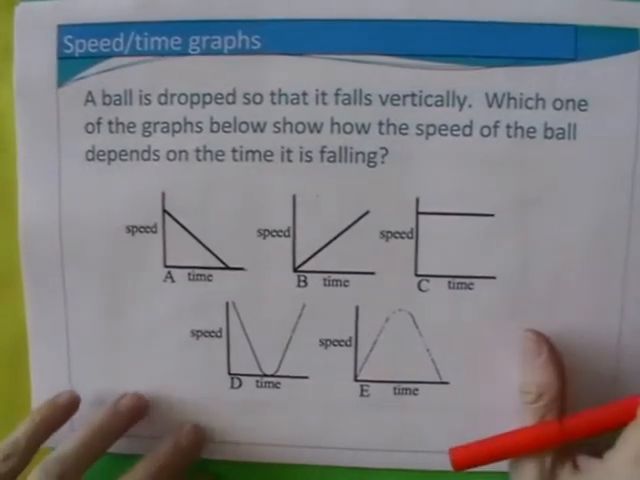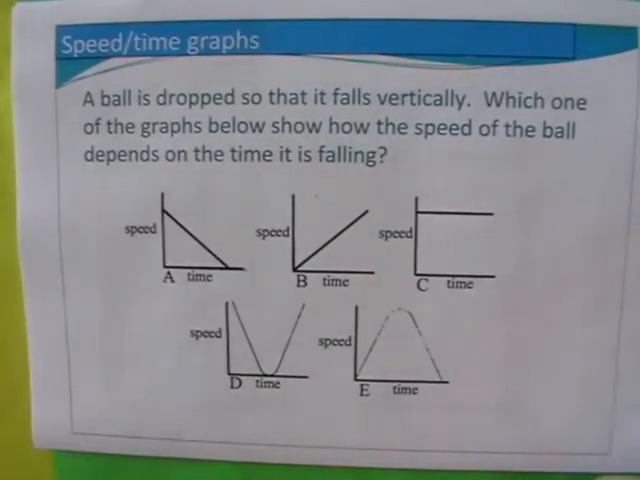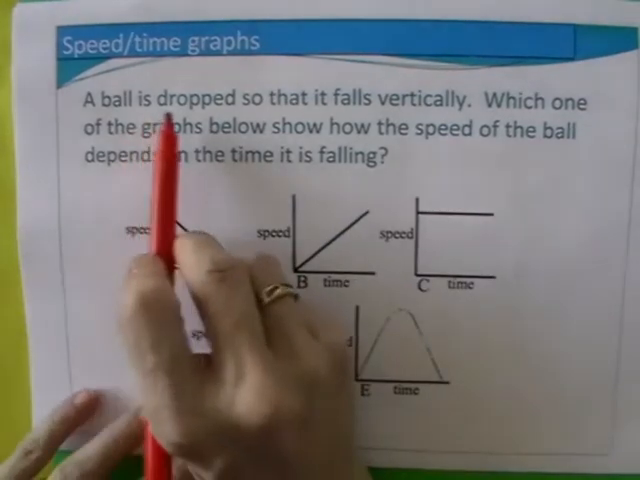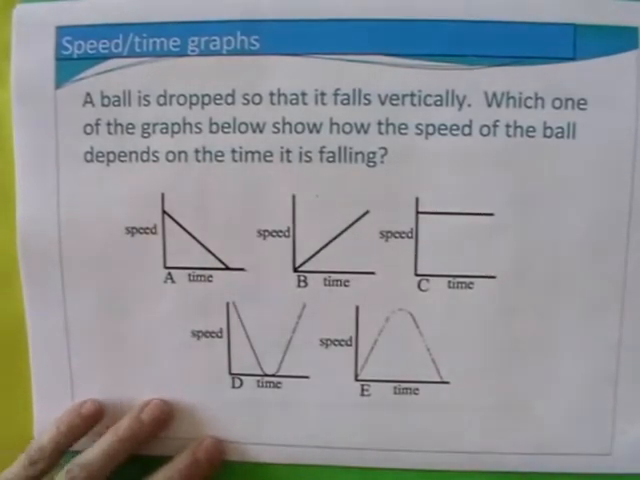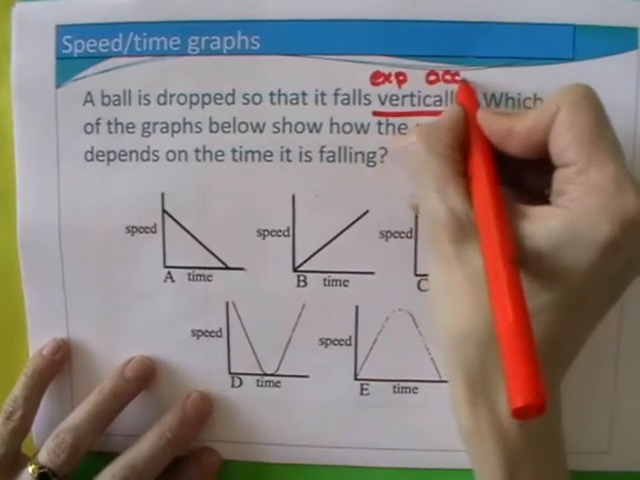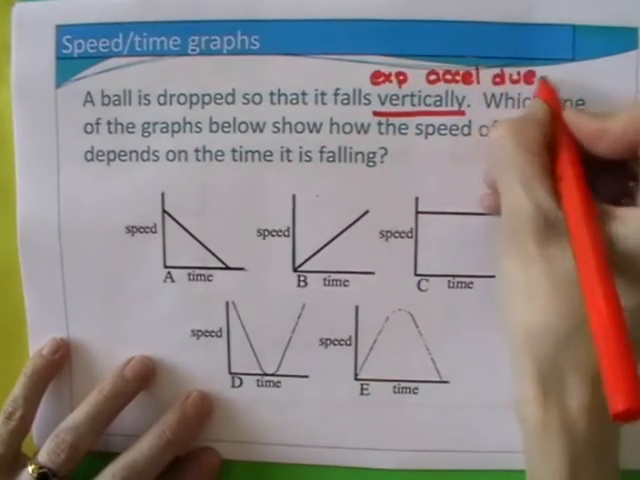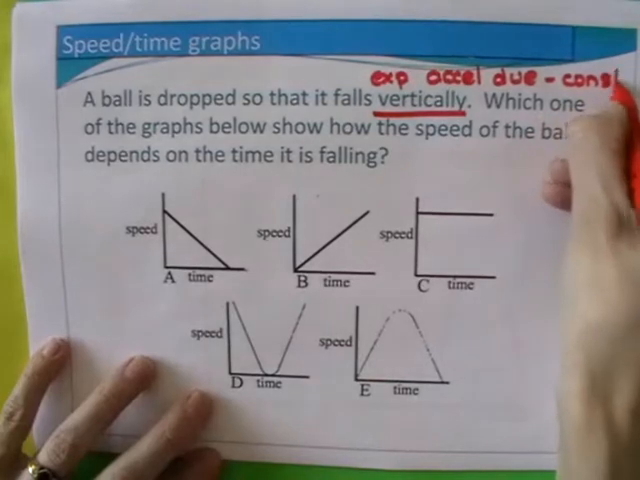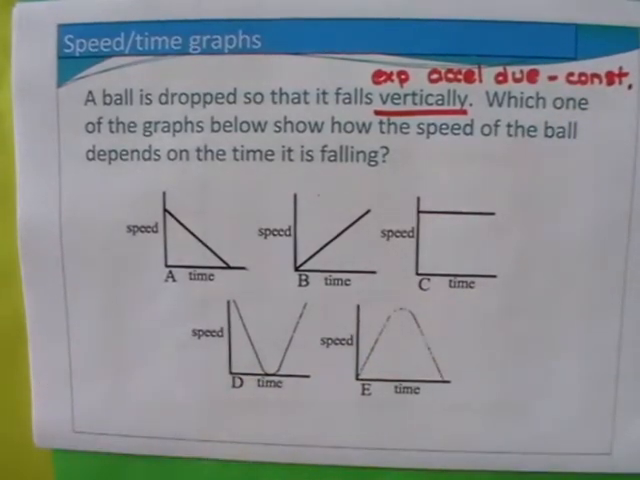This is a question about speed time graphs. This is a very common question, and sometimes it's asked the other way around, that a ball is thrown up instead of dropped. Now when it falls vertically, it experiences acceleration due to gravity, and it is always constant. So if you have a speed time or velocity time graph, then you should have something with a constant gradient. Which one of the graphs show how the speed of the ball depends on the time it is falling?